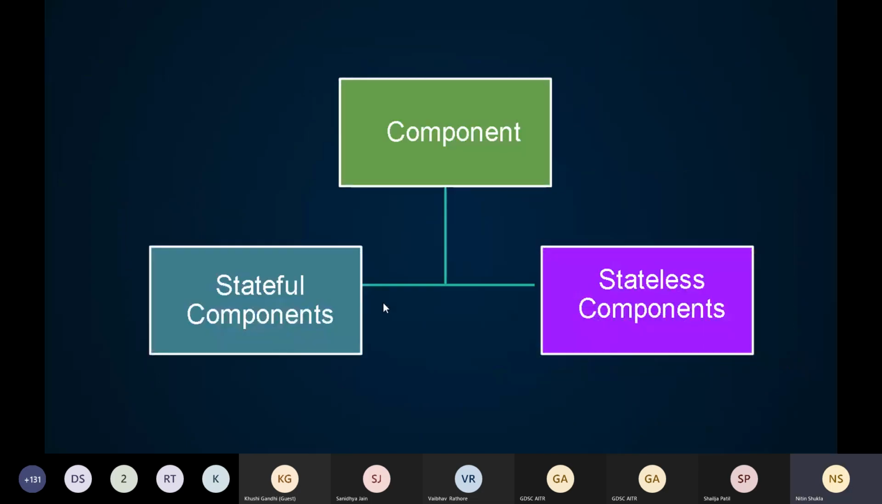So there are two types of components: stateful component and stateless component. We will see later what state is, but the basic difference is that in stateful components there is a state, which contains some data, and in stateless components there is no such state.